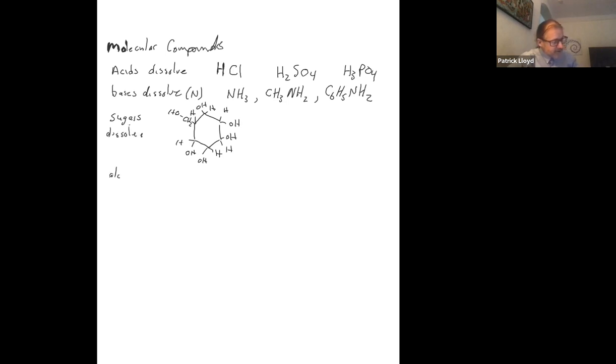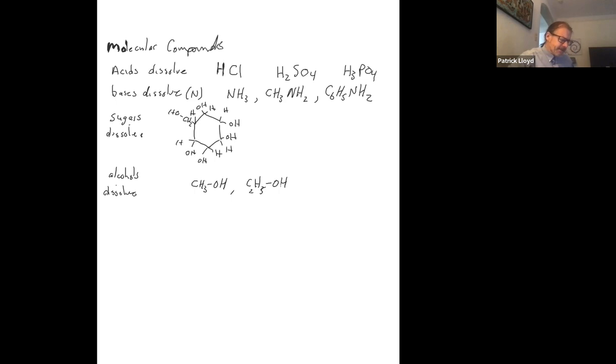And then you have alcohols. Alcohols also have OH, but they tend to have one, maybe two. But generally one OH. A glycol has two, but a glycol is a sort of alcohol. Okay, so those are alcohols. They also dissolve into water. Most other molecular substances do not dissolve into water.